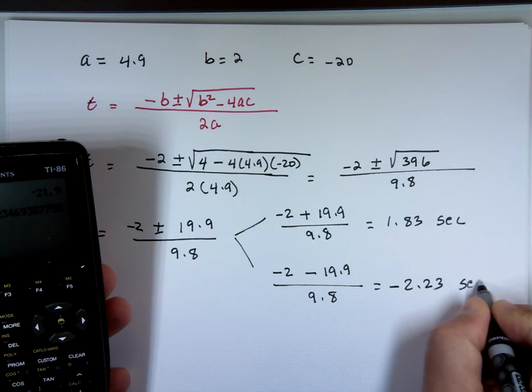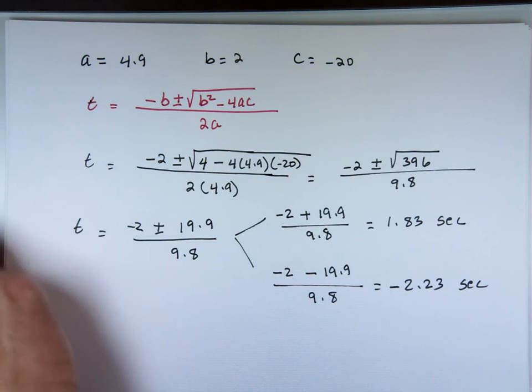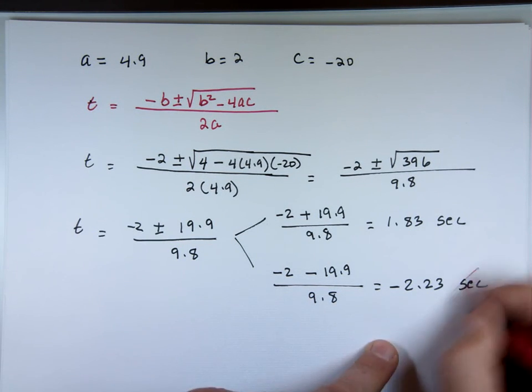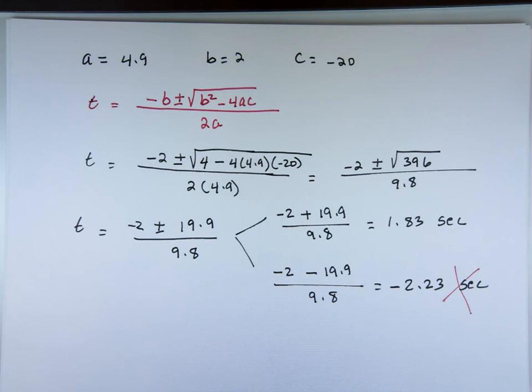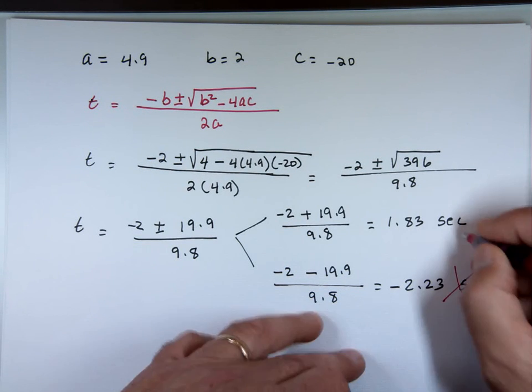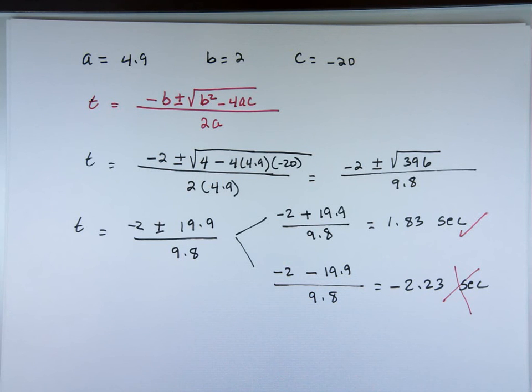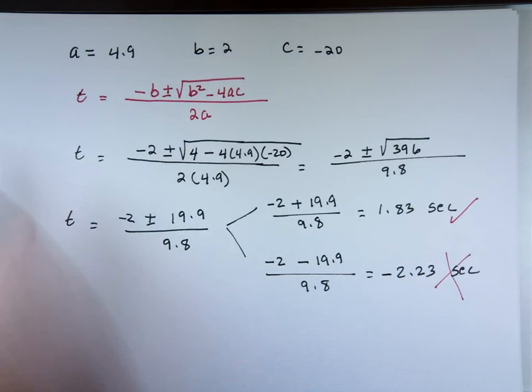This answer is trash. Why? Negative. Time will never be negative. We're asking how long the hat was in the air. We're looking for the time. So the only correct answer is the 1.83 seconds.